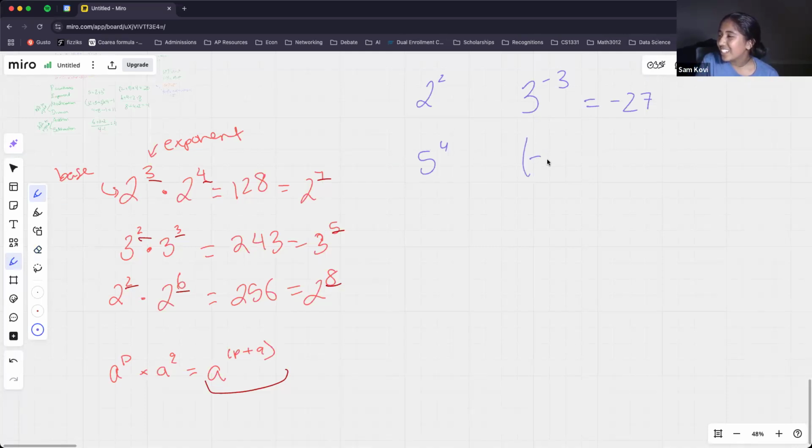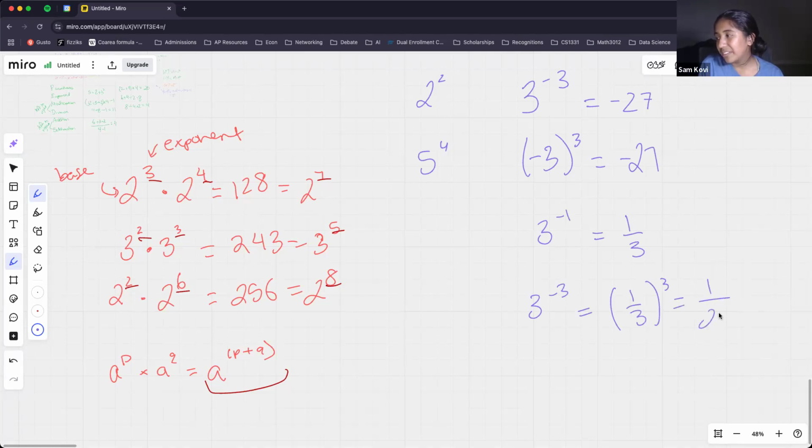So, what is negative 3 cubed? What do you guys think that is? Yeah, that's negative 27. So there's a difference between those two. Now, if I'm doing something raised to the negative power, I'm doing a fraction. So negative exponents are how we represent fractions. So if I do 3 to the power of negative 1, that's 1/3. Now, if I do 3 to the power of negative 3, that's 1/3 cubed, which is just 1 over 27. So that's what a negative exponent does.